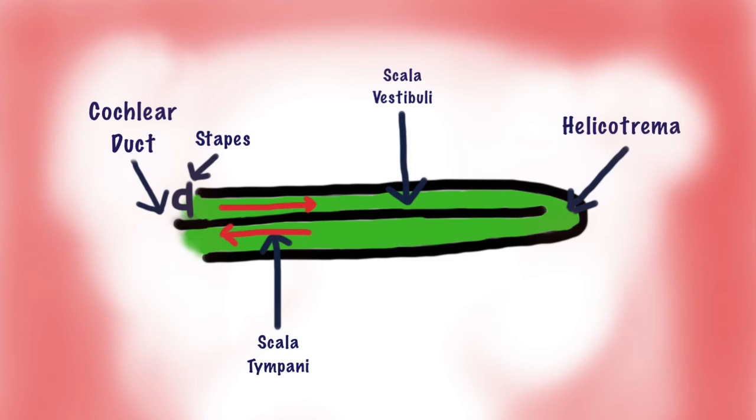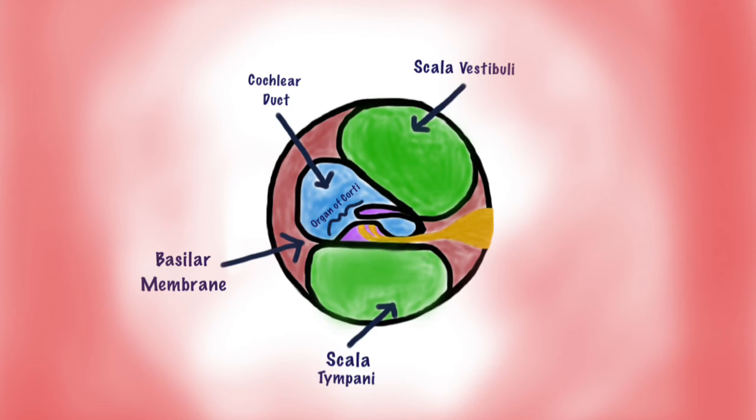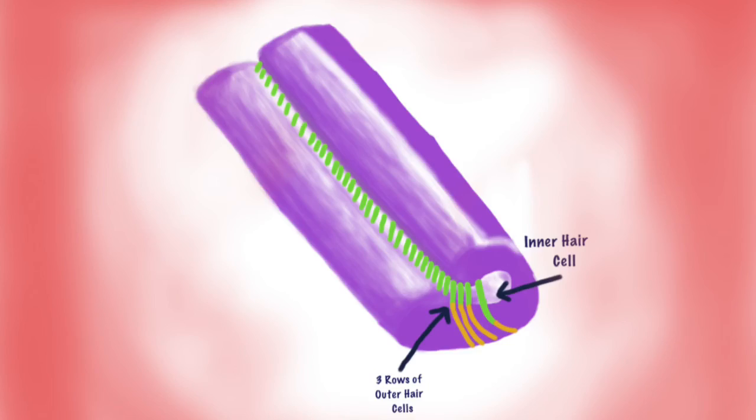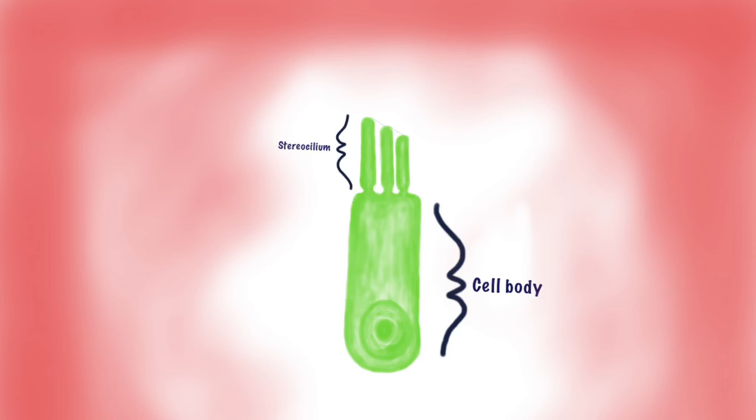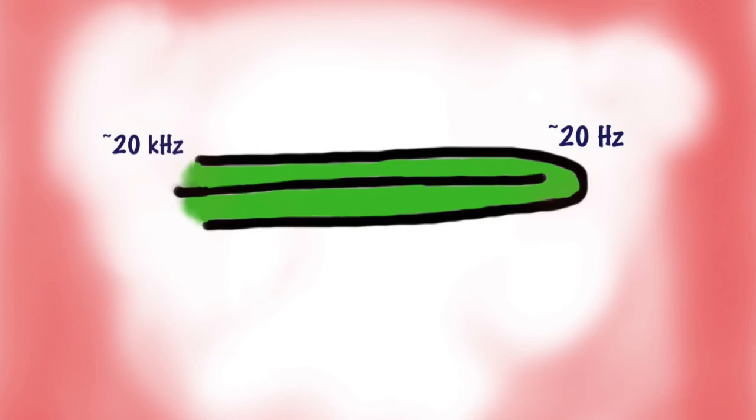If we take a cross-section looking down the tube, we can see the three sections at once. Inside the cochlear duct, there is the organ of Corti, which runs along the whole length of the cochlear duct. Inside the organ of Corti are hair cells. The hair cells and basilar membrane are arranged so that higher frequencies excite hair cells closer to the oval window, and lower frequencies excite hair cells closer to the helicotrema.